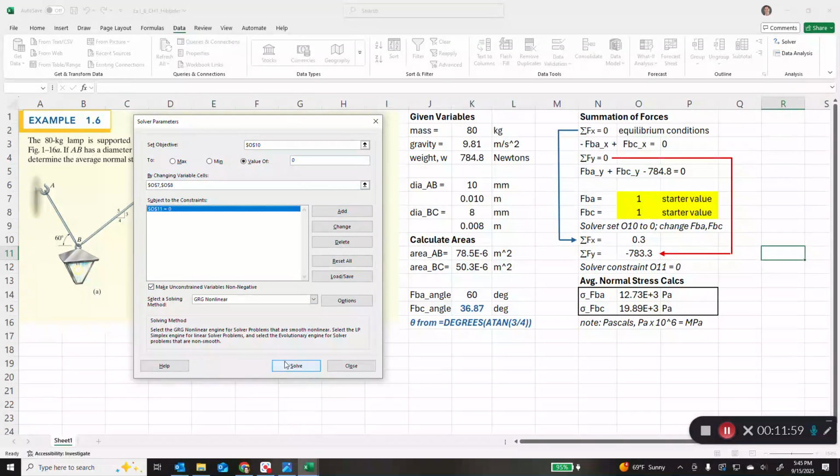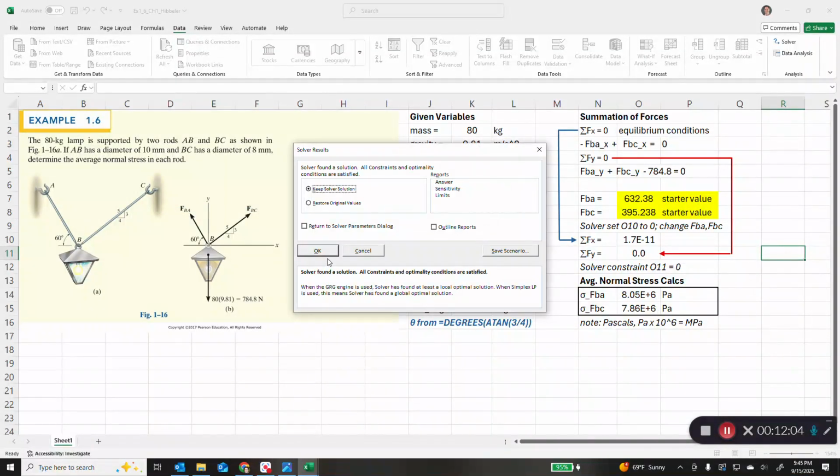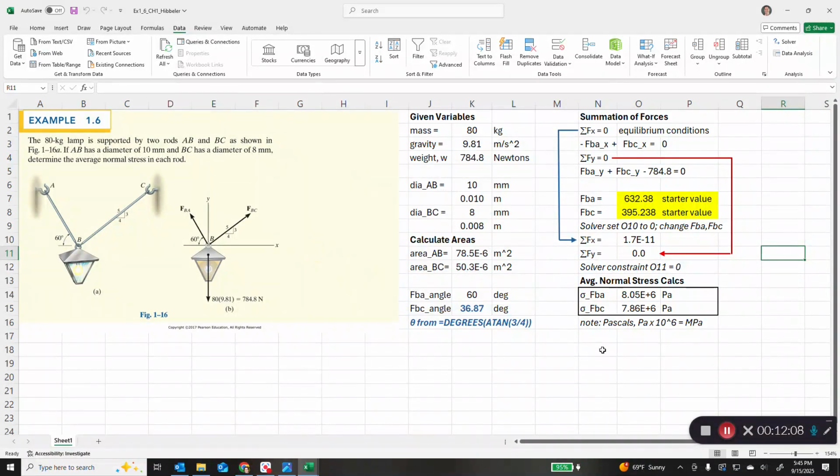And then we want to say make unconstrained variables non-negative. Then we just click Solve. And up comes another pop-up window, and it says Keep Solver Solution. And we click OK. And here's our answer. So F_BA is actually 632.4, roughly, newtons. F_BC is about 395.2 newtons. And if we divide those by their respective cross-sectional areas, we get 8.05 megapascals for sigma F_BA, the average normal stress in F_BA, and then 7.86 megapascals for the average normal stress in F_BC.